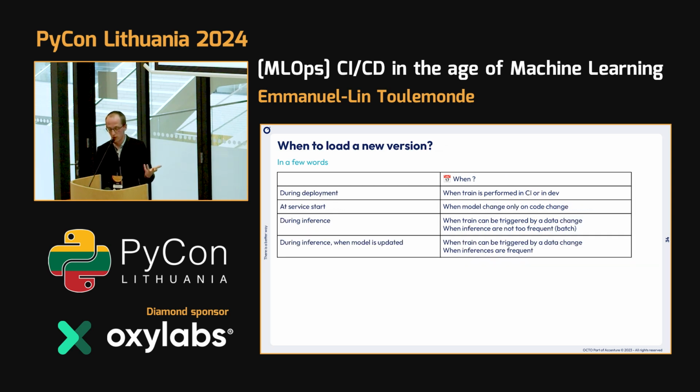And when should I load my new version? Well, during deployment, when the train is performed in dev or in my CI. At the service start, if the model changes only when the code changes, then it's okay at service start every time you restart your service. During inference, when the train is triggered by data change and you have not too frequent change in the models. And during inference, if the model is updated, well, when you have frequent changes and you don't want to break everything.